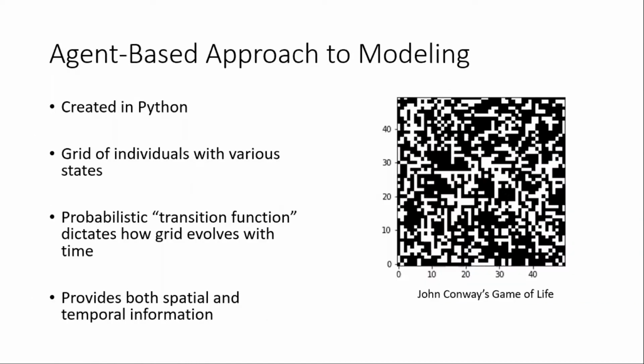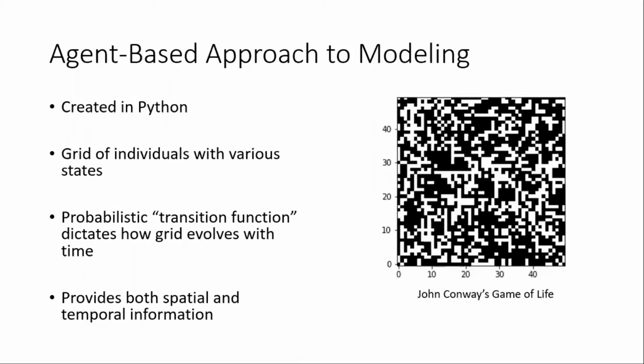So the way we're going to approach this is with the use of an agent-based model. This will be created in the Python programming language. And what this does is provide us a grid of individuals with their own various states. And this yields us a state space agent-based model. Now, this is very similar to a classical cellular automaton in that it possesses a transition function that dictates how the individual states will evolve over time. Now, this transition is probabilistic in nature, and it possesses a few more properties that differentiate it from a cellular automaton and make it agent-based that we will talk about soon.